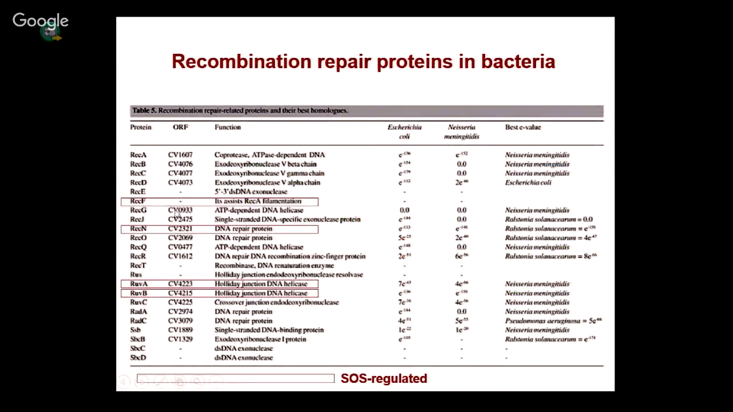So these are some examples of the recombination repair proteins in bacteria. In early days, they used, for example, UV to study this, and they named this type of protein belonging to the recombination proteins, which are RecA, B, C, D.